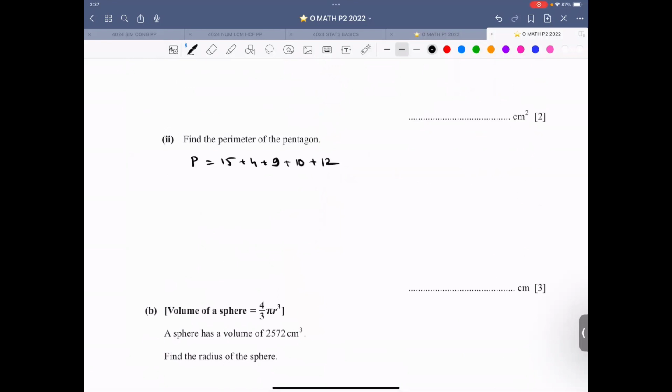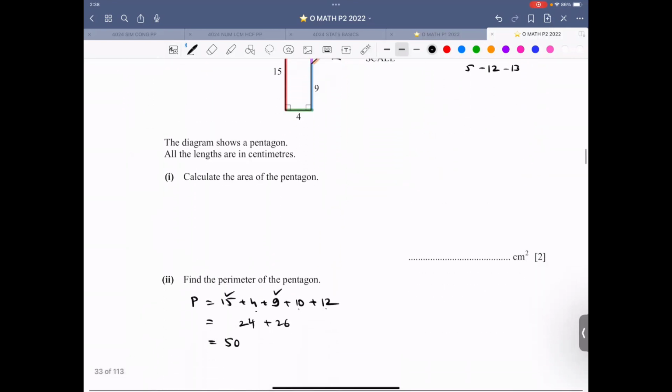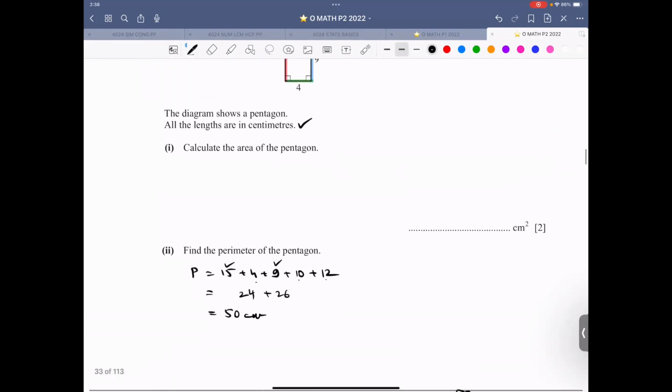There are 5 sides. So 10 plus 12, that is 22. 22 plus 4 is 26. And 26 is from here. And 15 and 9, that's 24. So this adds up to 50. And what's the unit? All lengths are in centimeters. So write centimeters. So this is 50 centimeters. The unit is already written.